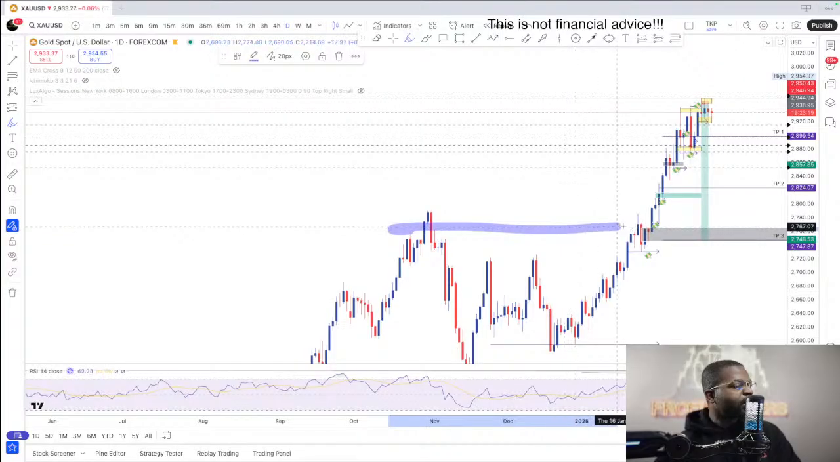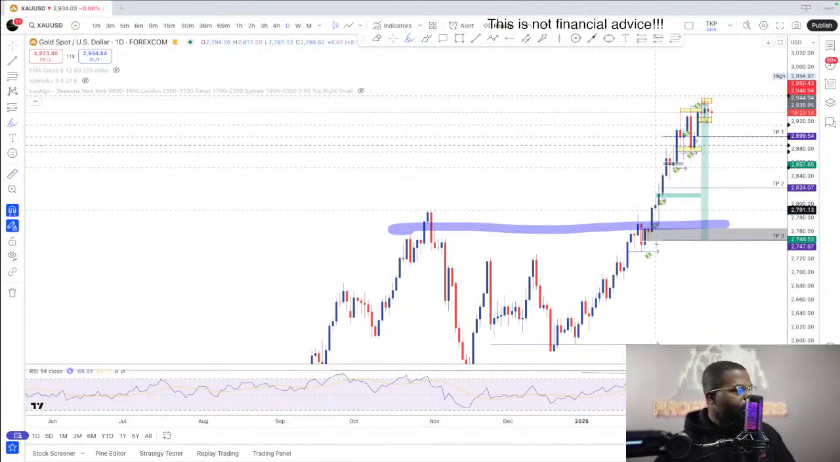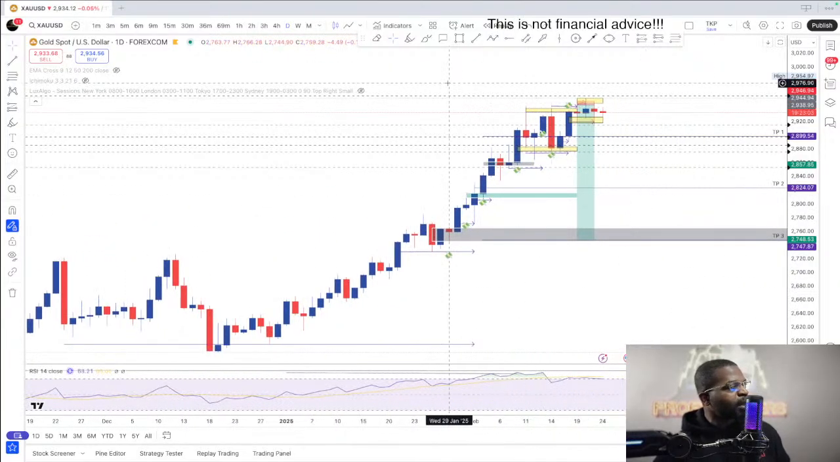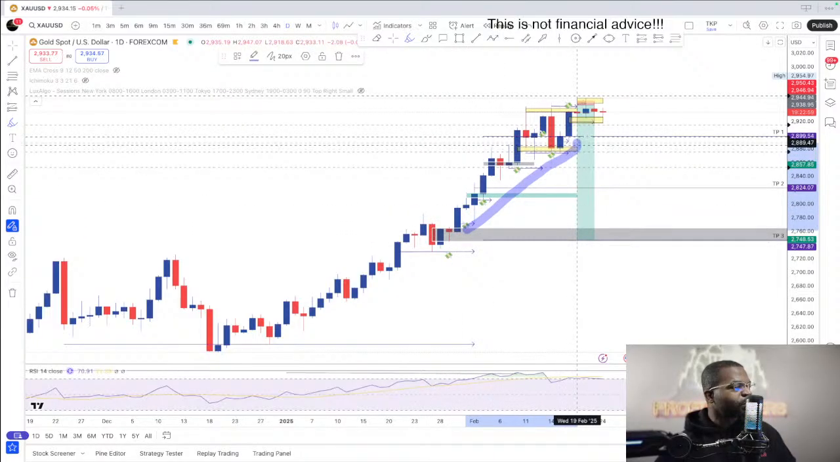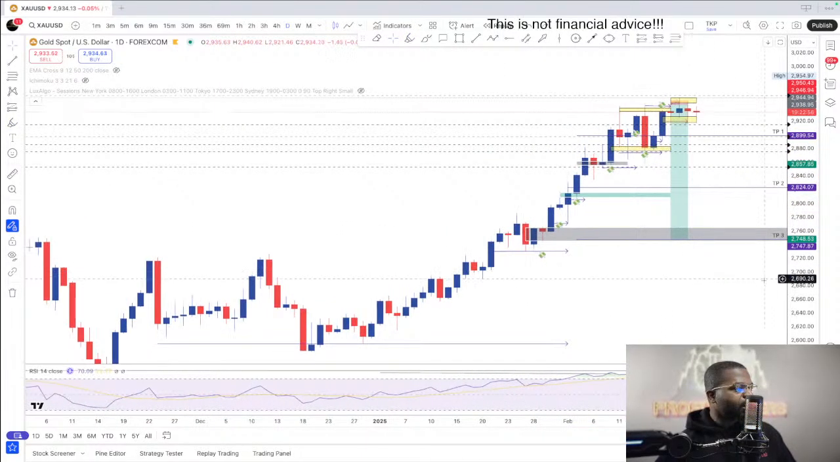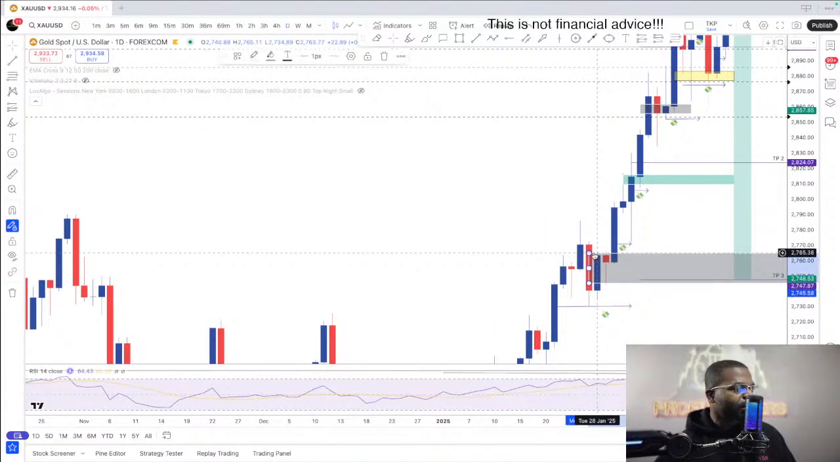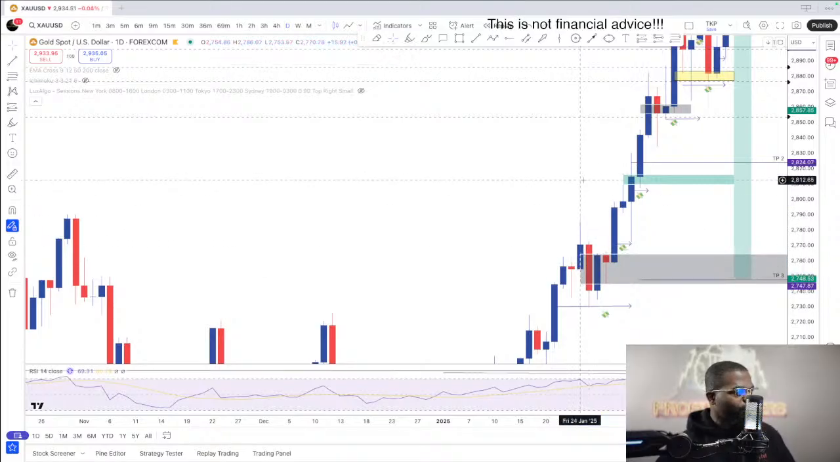So right here, you got a lot of rejections underneath. Price struggled to break it when it pulled back. So this is the structural level that we're taking a look at. And this move to the upside was really smooth on gold. Really smooth. And another thing, when it broke, it never retested that area. That lets you know that it's coming back.